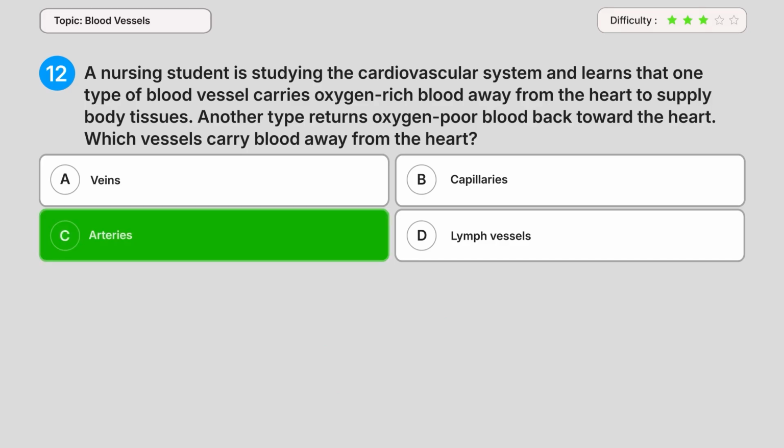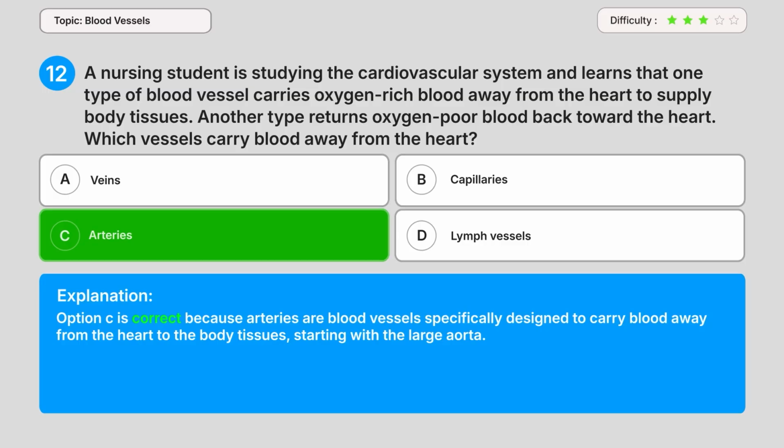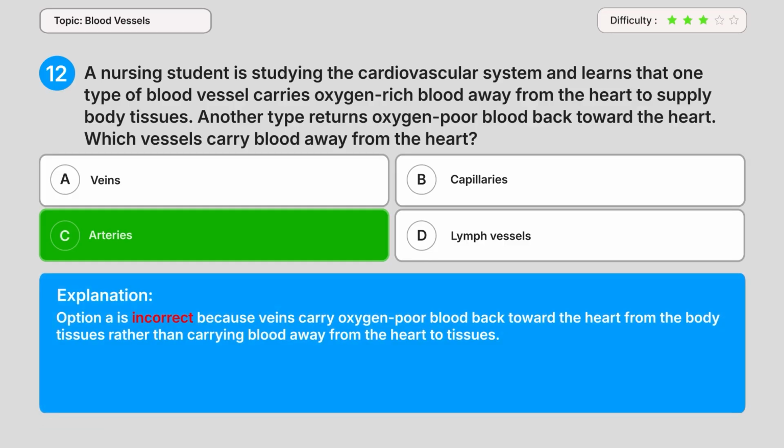Correct answer, C. Arteries. Explanation: option C is correct because arteries are blood vessels specifically designed to carry blood away from the heart to the body tissues, starting with the large aorta. Option A is incorrect because veins carry oxygen-poor blood back toward the heart from the body tissues rather than carrying blood away from the heart to tissues.